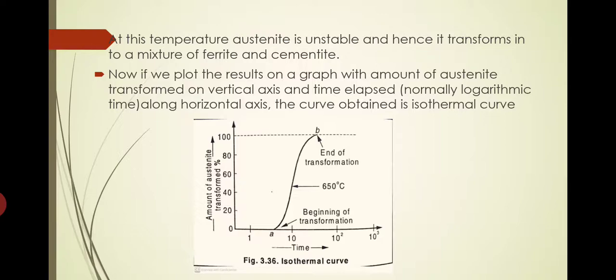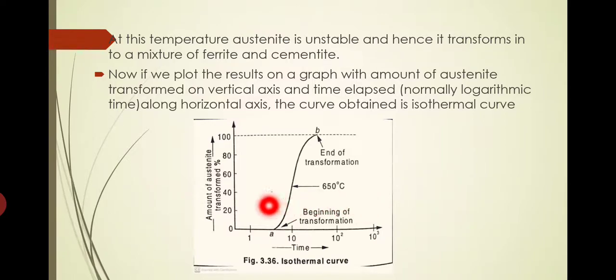Okay, now if we plot the result on a graph with the amount of austenite transformed on the vertical axis, see here, we have a graph plotted based on this experimental data. Here we take the percentage of austenite transformed on the vertical axis and the time elapsed, usually not in seconds or hours but on a logarithmic time scale, along the horizontal axis.